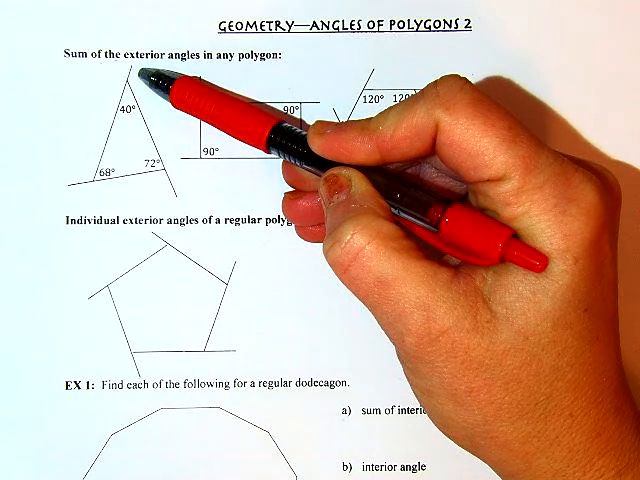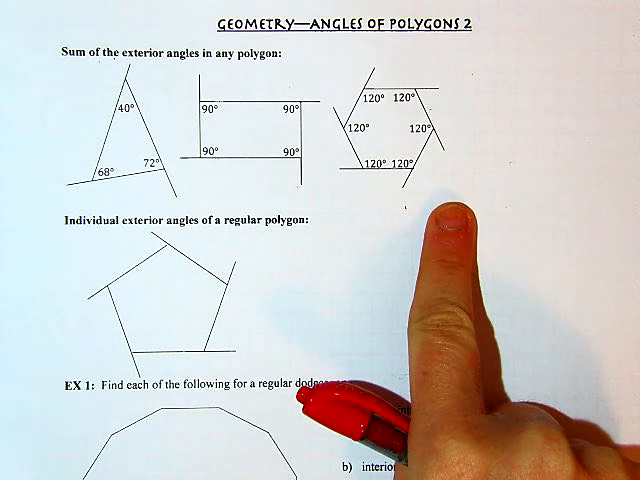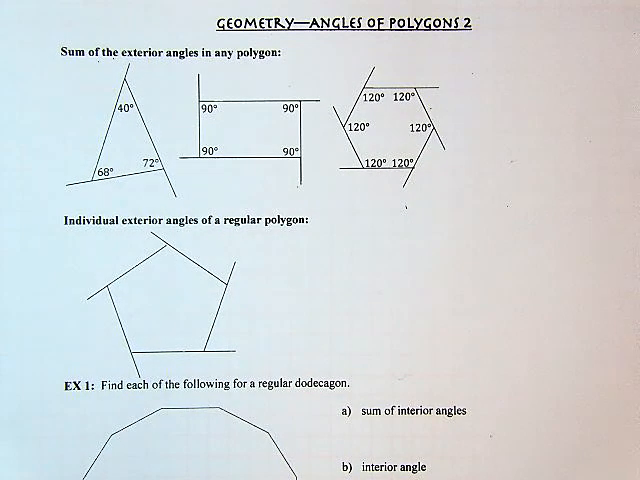interior angle. So I'm going to go ahead and fill in all of the missing exterior angles in this first example, because I want to show you how we get to the sum of the exterior angles in any polygon. Doesn't matter the number of sides.